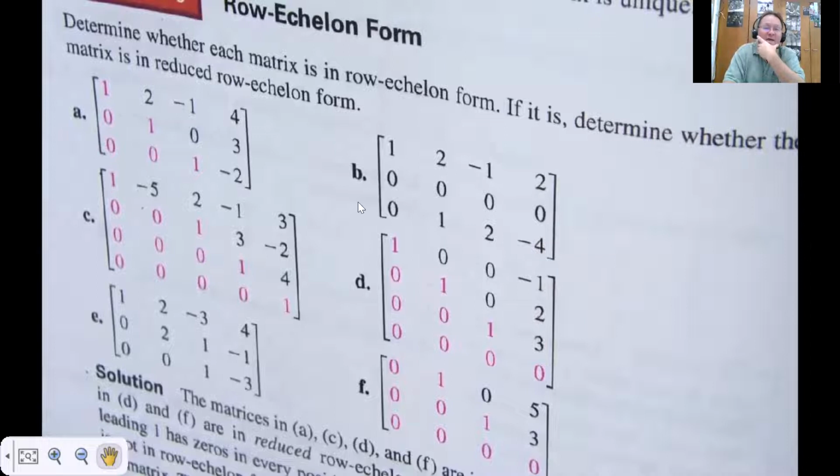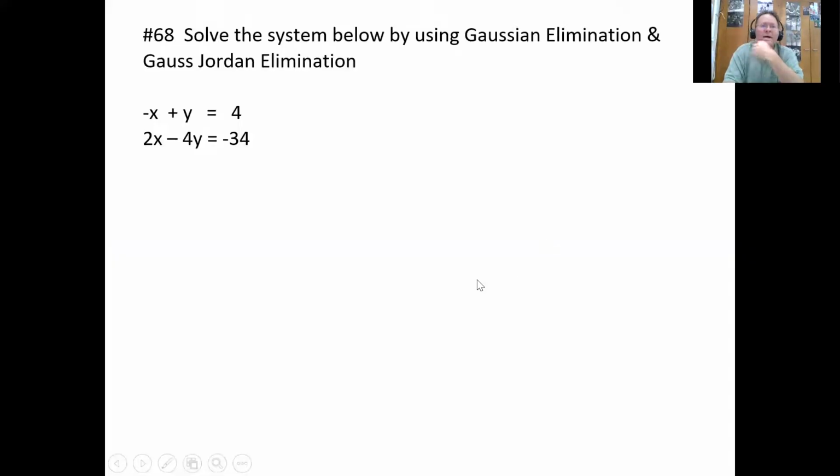Okay. Let's take a look. We haven't got to any examples yet. That's coming up very soon, maybe even right now. All right. Solve the system using Gaussian elimination, and Gauss-Jordan elimination. We're going to start with an easy one, a 2x2. I'm not real fond of this pen. Let's see how it works out. It's negative x plus y equals 4, and 2x minus 4y equals negative 34.